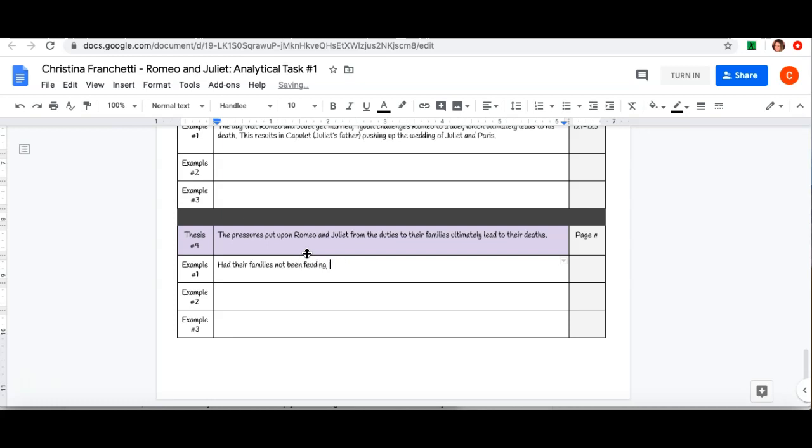Okay? So, a perfect example that you could write down is: had their families not been feuding, Romeo and Juliet would have never had to hide their love in the first place, which ultimately would have resulted in them taking their time and living. The example I put here is page 55 because that's when Romeo and Juliet consider their love, saying, had you not been a Montague, everything would have been perfect, and etc., etc.